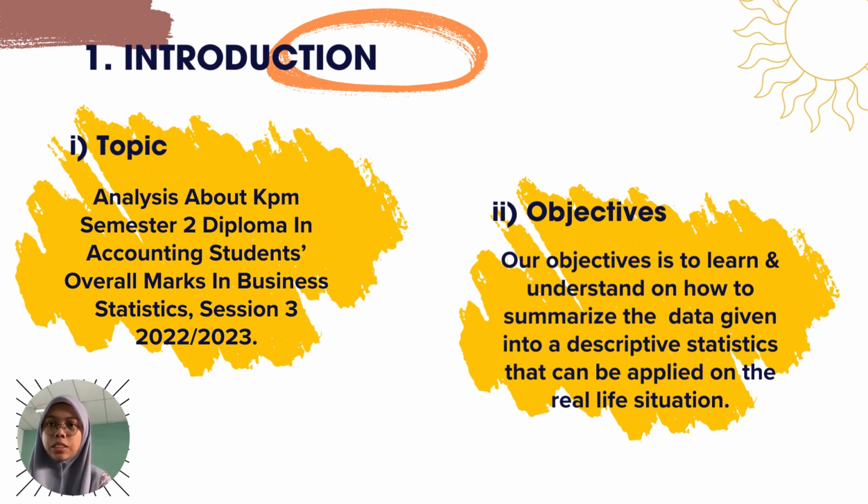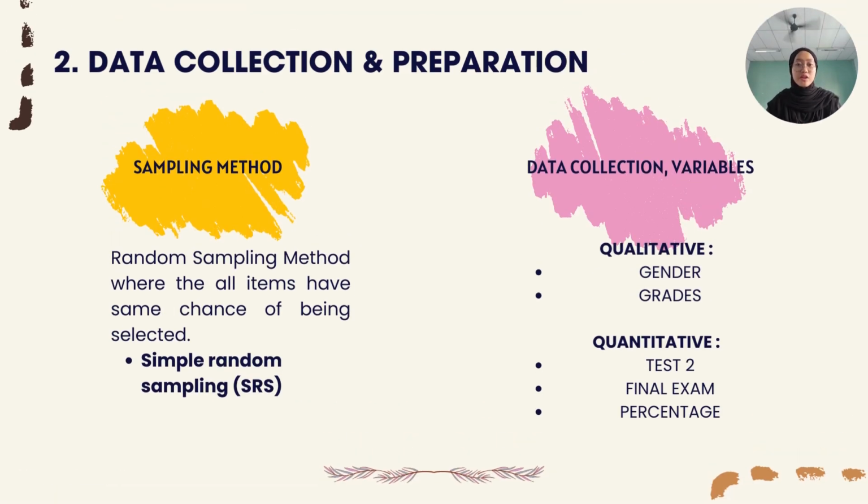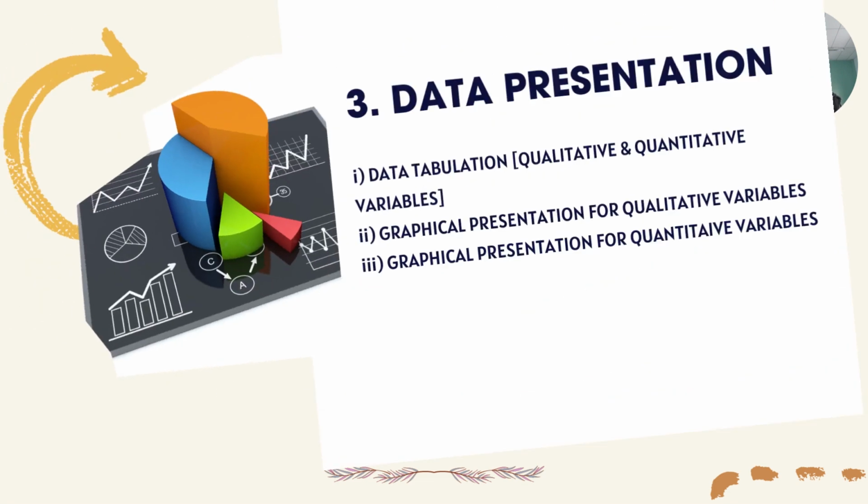Our objective is to learn and understand how to summarize the data given into descriptive statistics that can be applied to real-life situations. For the sampling method, we use the random sampling method where all the items have the same chance of being selected. We also use simple random sampling, which is SRS. For the data collection and variables, we choose qualitative and quantitative, where qualitative is gender and race. The quantitative is test 2, final exam, and also percentage.